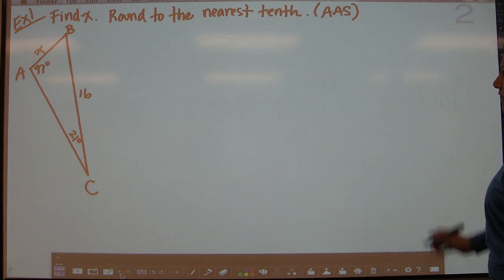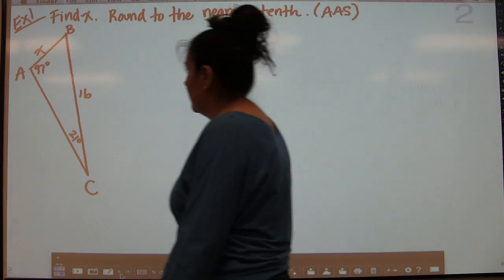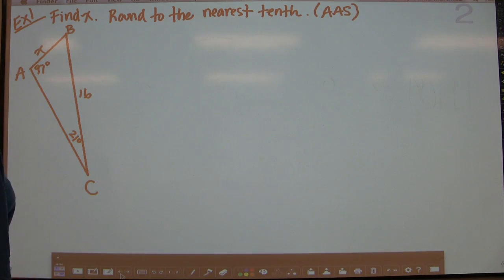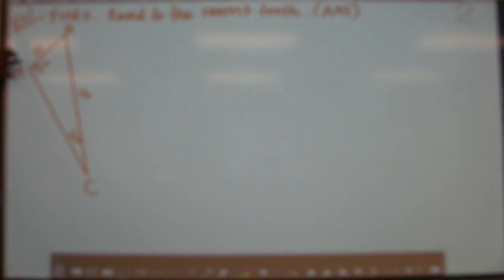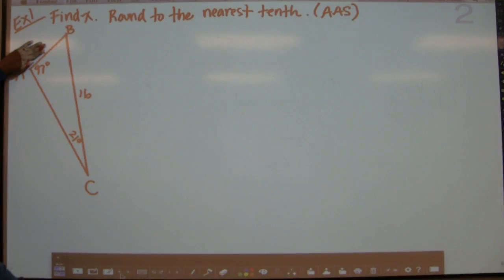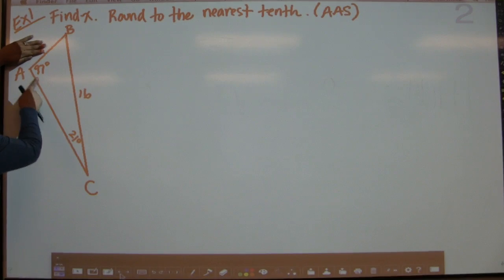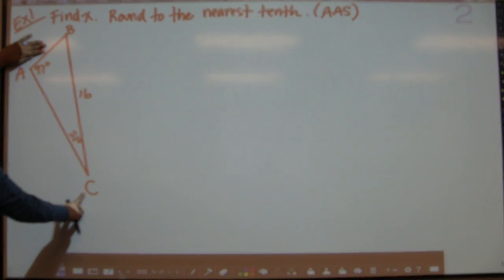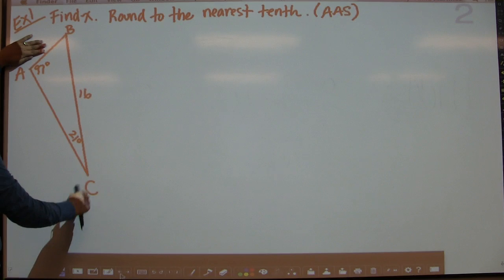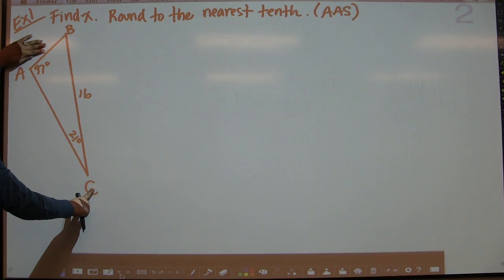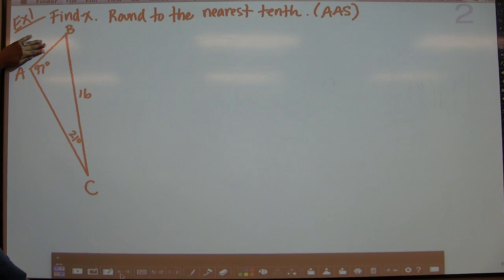So we're going to go here, and this is an angle, angle, side example. It says find x, round to the nearest tenth. We know that it's angle, angle, side because that's the information that is given. We don't know what x is here. So if we're not including x, you can see that you are given angle A at 97 degrees, angle C at 21 degrees, and side BC. But the side that we're given is not in between the two angles. That's why it's angle, angle, side.